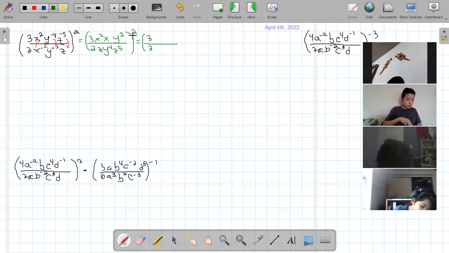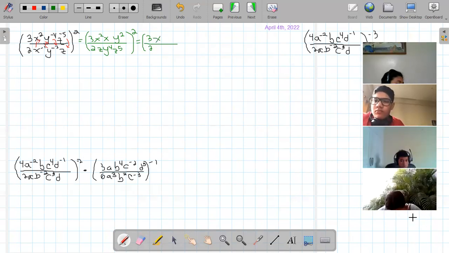X to what power? To the cube, x to the 3rd, because we add the 2 and the invisible 1.